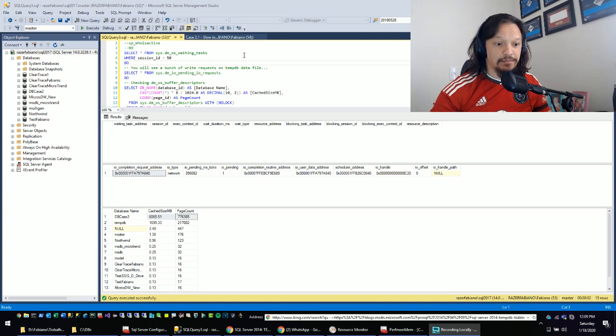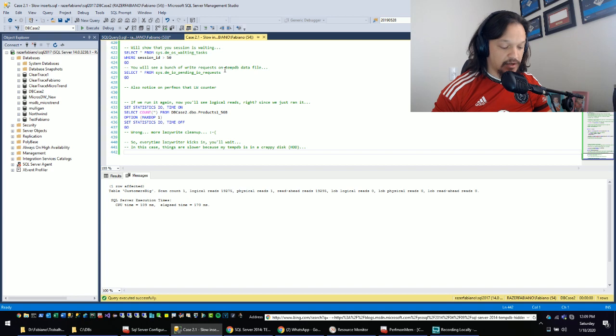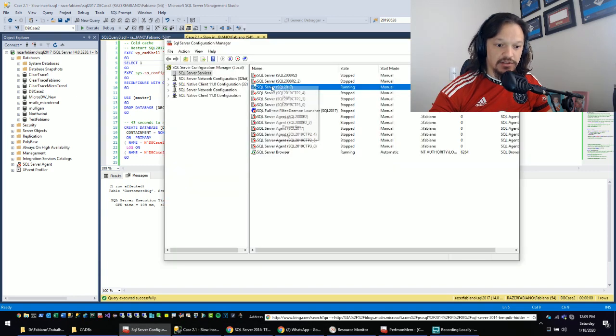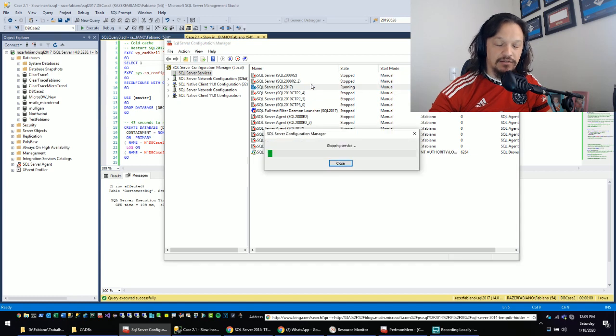I will also show one thing that I think should be different. But let's go to the demo so you understand what's going on. I will start, as always, with a cold cache, so I'm going to restart my SQL Server. That's a 2017 version.